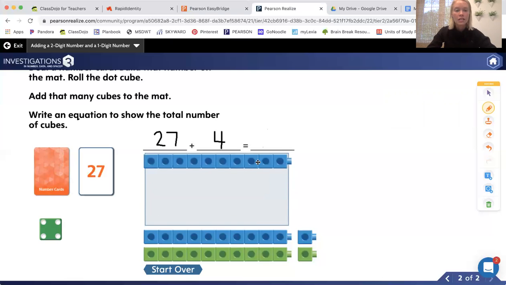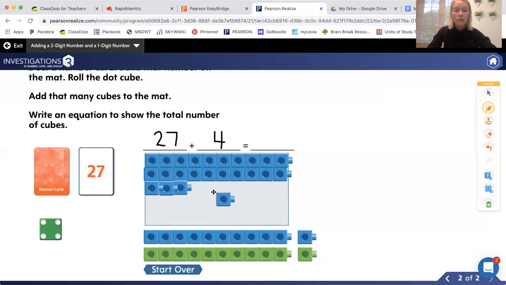Okay, so I can make 27 again. 10, 20 for my 2 groups of 10. And now 7 ones. 3, 4, 5, 6, and 7. Okay, now we have to add 4 ones. Look here, I see that I need 1, 2, 3 cubes to make another group of 10.